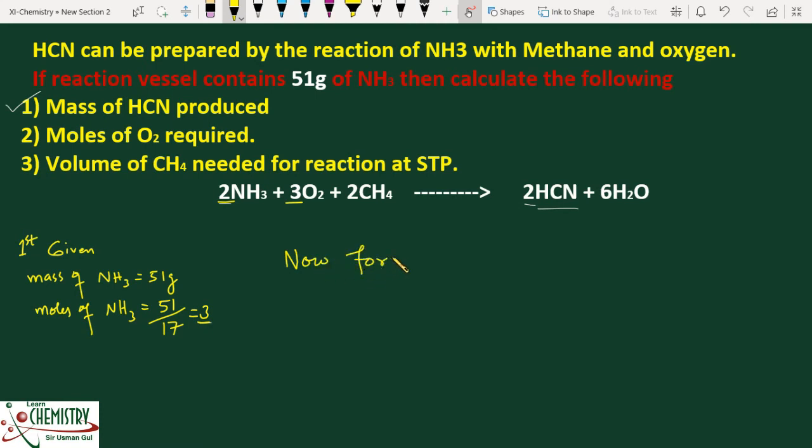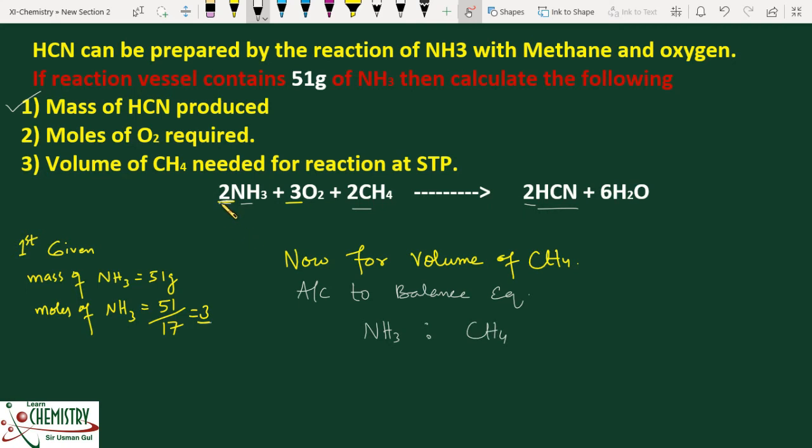Now for the volume of CH4 at STP, again I will use the mole ratio according to the balanced equation. The equation says 2 moles of ammonia react with 2 moles of CH4. So ammonia and CH4 both have the same moles. So when I use 3 moles for ammonia, CH4 will be the same, 3.